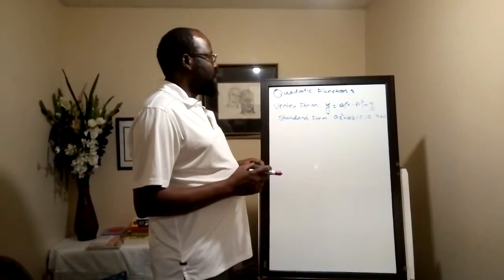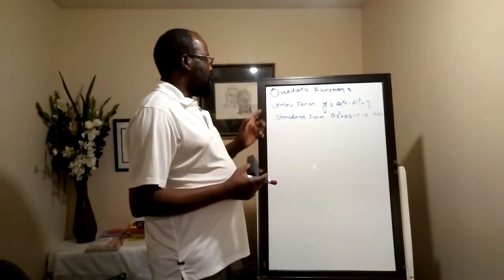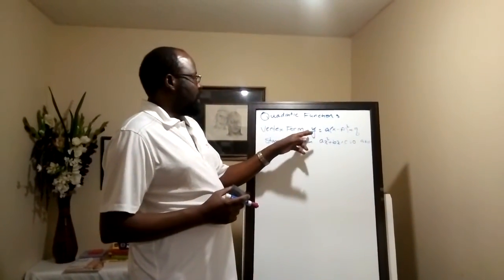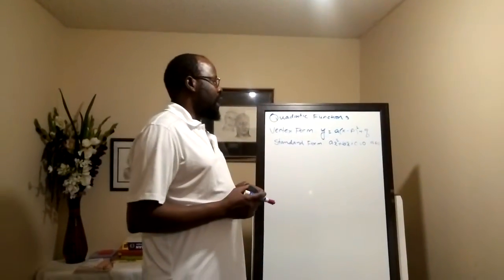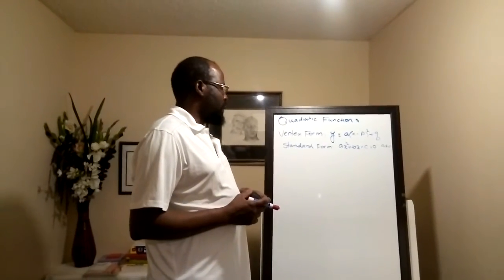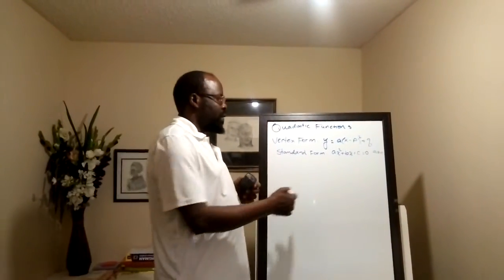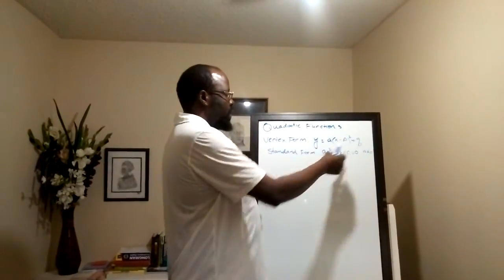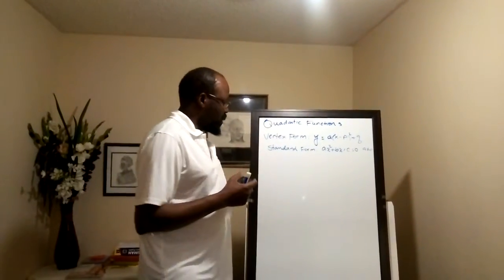Today I'm going to work on quadratic functions, specifically vertex form. Vertex form is given by y equals a(x minus p) squared plus q. The standard form is given by ax squared plus bx plus c equals 0, where a is not equal to 0.